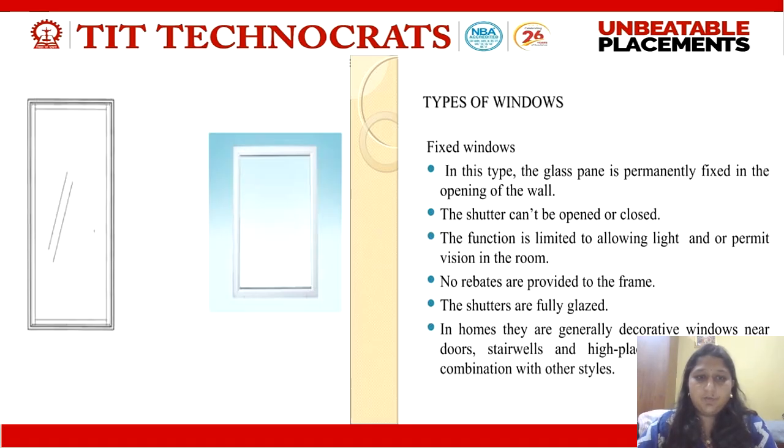Now, the very first type of window is the fixed window. In this type of window, the frame is fixed. The glass panel is permanently fixed in the opening of the wall. The shutter can't be opened or closed. The function is just limited to allowing light and permitting vision in the room. These windows are completely closed. We can't open them. Then what is the purpose? Just to give the view from outside without giving entry. In hospitals and such places we may use this, or in the case of staircases also, these are provided.